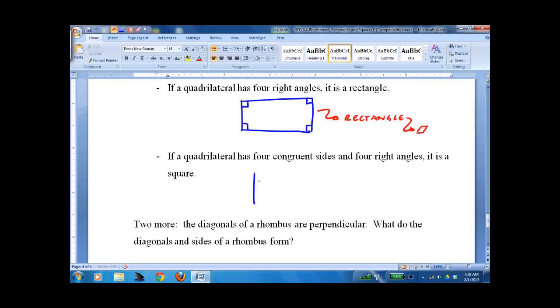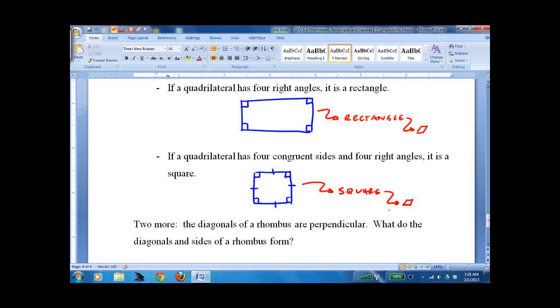So if it's a quadrilateral and we can say it's got 4 congruent sides and 4 90-degree angles, then it's a square. And obviously if it's a square, it's also a parallelogram.